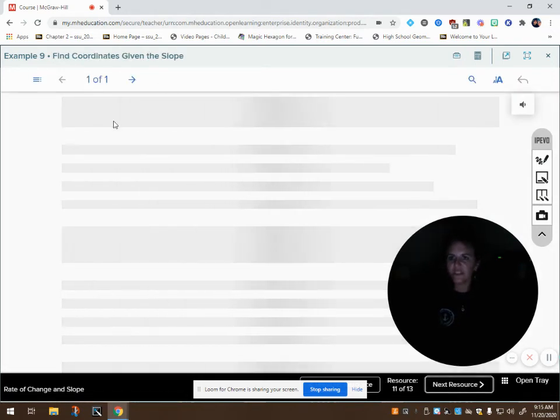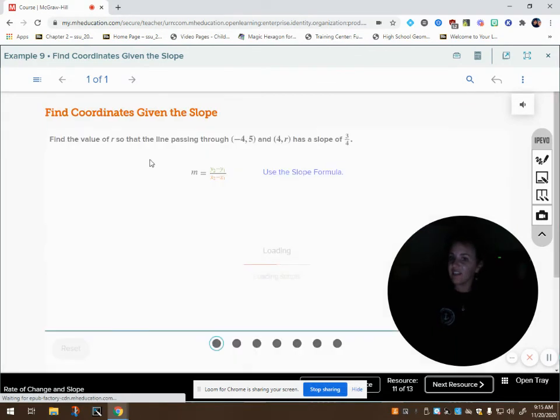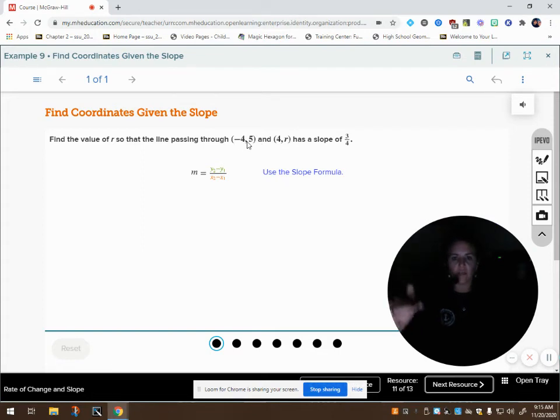All right, and our next one says find the coordinates given the slope. So this time we know that we have one of the values here. We have (-4, 5). Our line passes through that, and it passes through another point, (4, r). We don't know what that y value is. So it wants us to find it knowing that the slope of the line is 3/4.